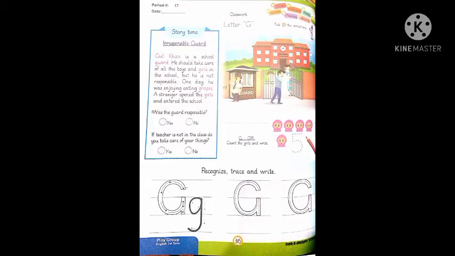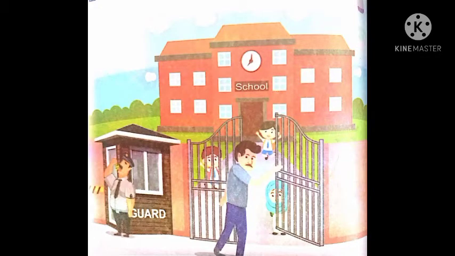Next we have to do page number 36. Take out your workbook and let's start. It's story time. I will tell you the story about letter G. The title of the story is Irresponsible Guard. Gul Khan is a school guard. Are you looking at this picture? A man is standing over there. He is a guard. He should take care of all the boys and girls in the school, because it is the responsibility of the school guard that he must take care of all students, all boys and girls.